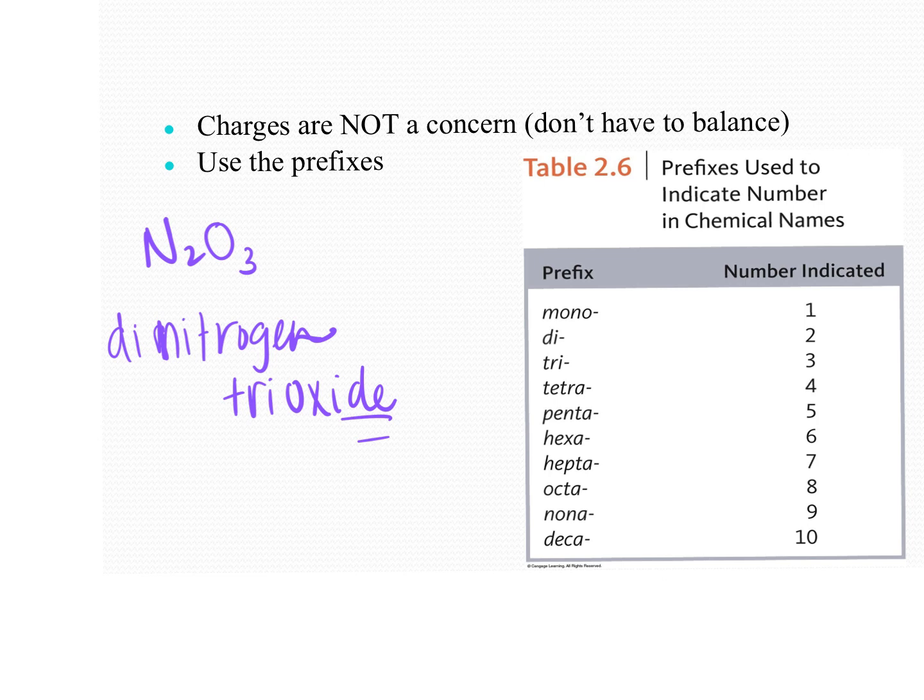We always name our compounds from left to right on the periodic table. So if you get a compound between two nonmetals, left to right, if they happen to be in the same group, you name them from bottom to top. Okay, so you name them bottom up.